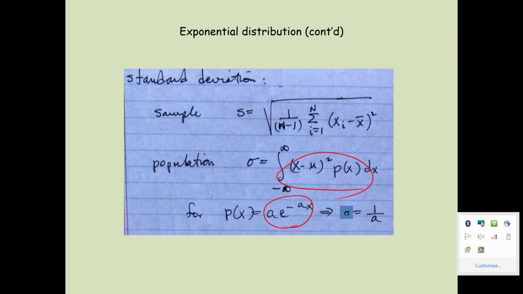So for the exponential distribution, the mean and the standard deviation are the same value. That just happens to be the case for the exponential distribution, and will not be the case for many other distributions that we might consider.